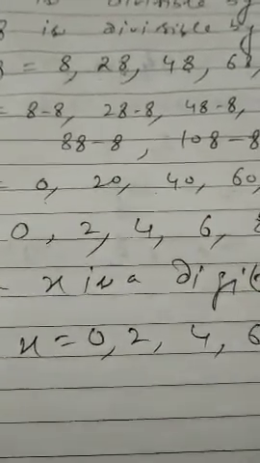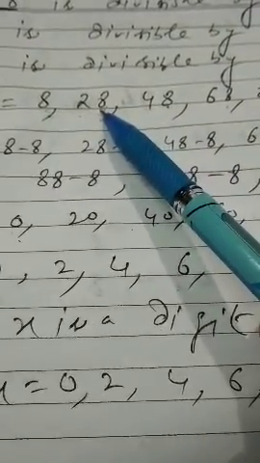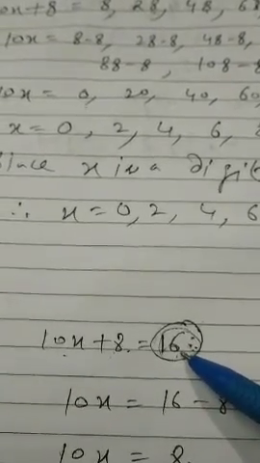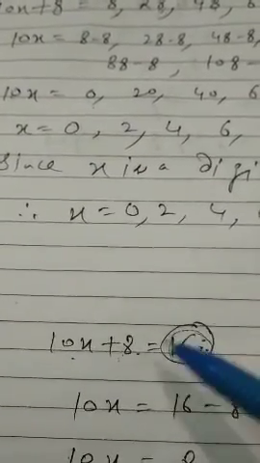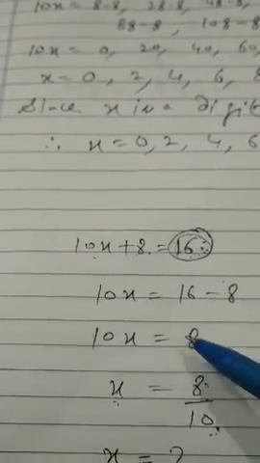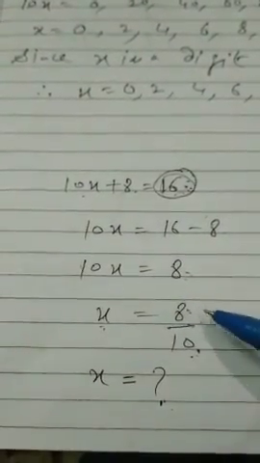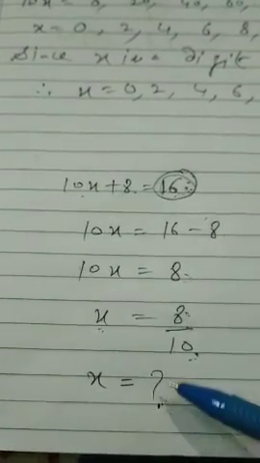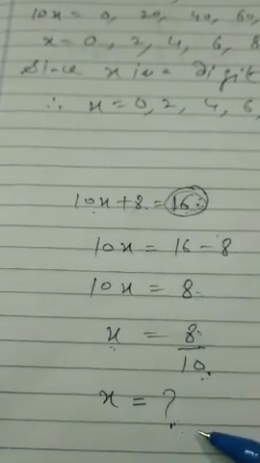Okay, now I want to explain why I am taking these multiples of 4 whose ones digit is 8. Suppose you are taking any other multiple of 4 like 16. 10x plus 8 is equal to 16. Subtract 8 from 16. You will get 10x is equal to 8. Then divide 8 by 10, like x is equal to 8 upon 10. Then what? We are not getting the exact value of x. I mean 8 is not divisible by 10. I hope you understand. Thank you.